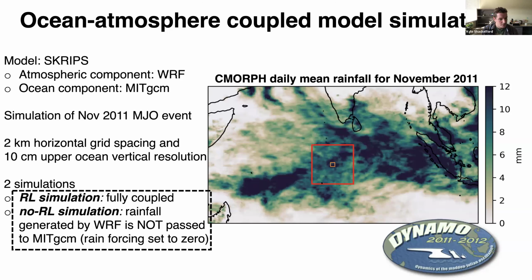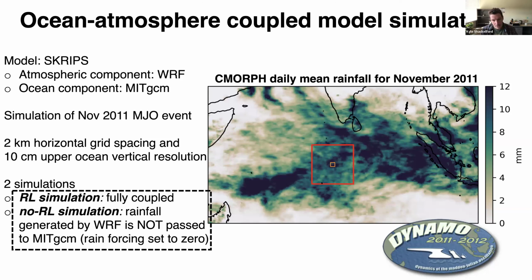Our simulations feature 2 kilometer horizontal grid spacing, as well as 10 centimeter vertical resolution in the upper ocean, so we could resolve the fine-scale features of rain layers in the upper ocean. And we conducted two simulations to assess how rain layers influence atmospheric convection. The first simulation was the RL, or rain layer simulation, which can be thought of as a control experiment of sorts, where we just conduct a fully coupled simulation.